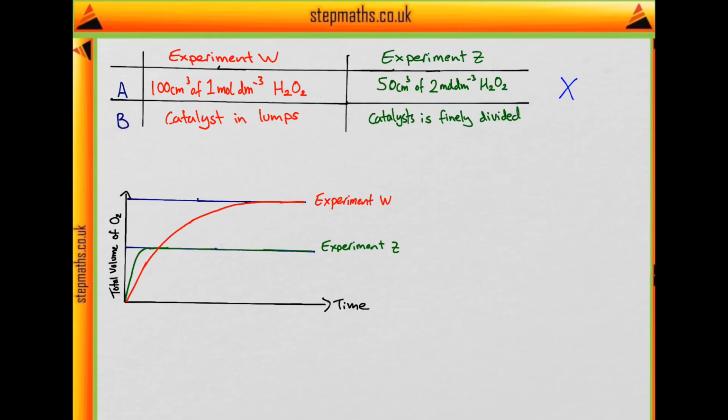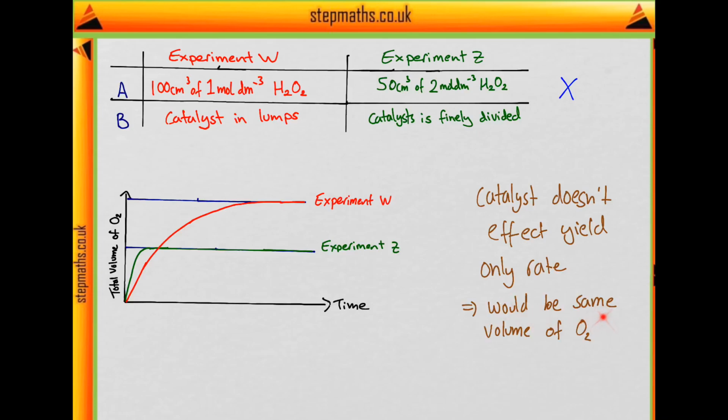So looking at option B, in experiment W, we have the catalyst in lumps, and in experiment Z, the catalyst is finely divided. We know that the catalyst doesn't affect the yield, it only speeds up the rate of reaction, which we can clearly see from the graph, as in Z, there's a steeper curve, which is a faster rate. However, the same volume of oxygen will be produced, which is not the case here, as in experiment W, you have double the amount of O2 produced. So option B is also wrong.